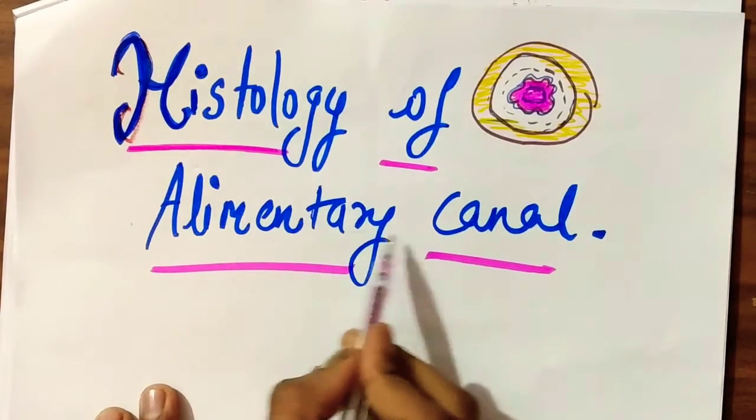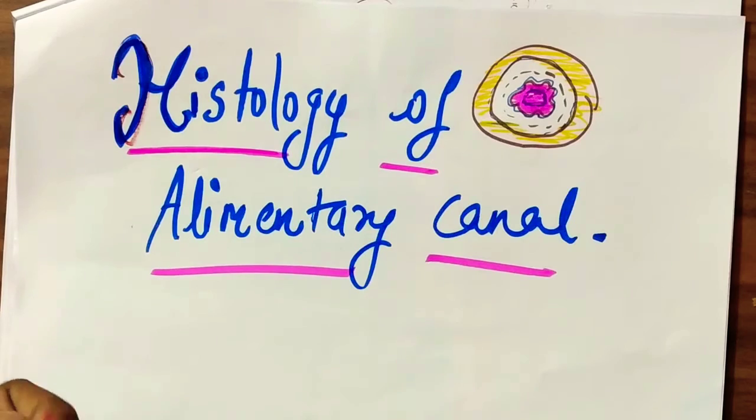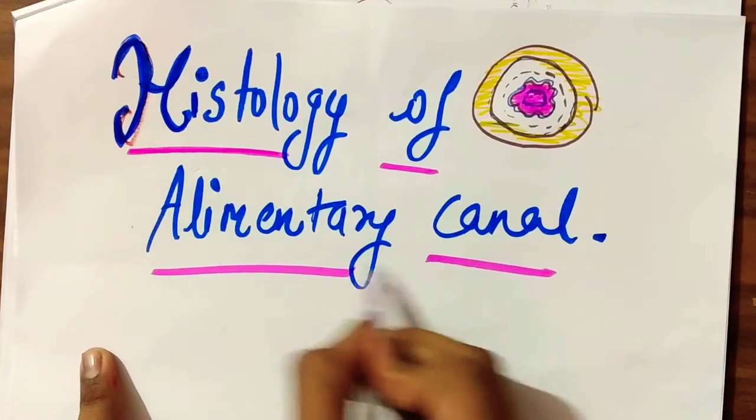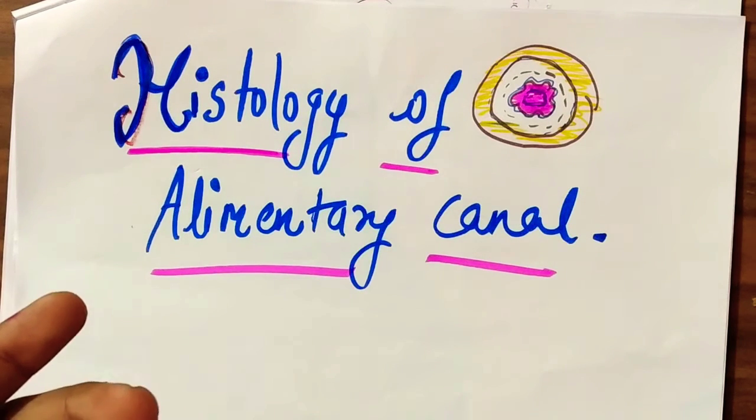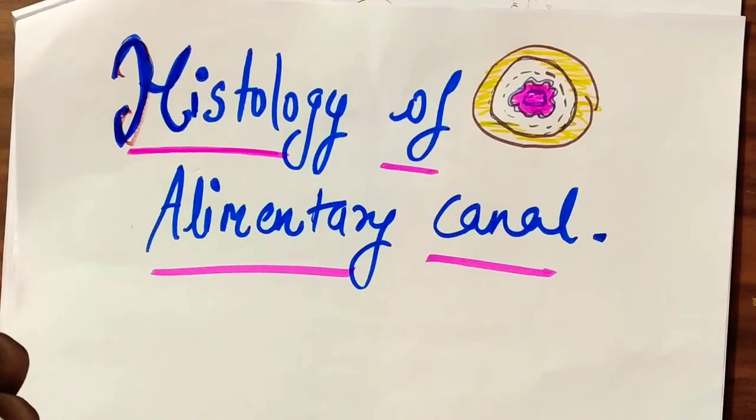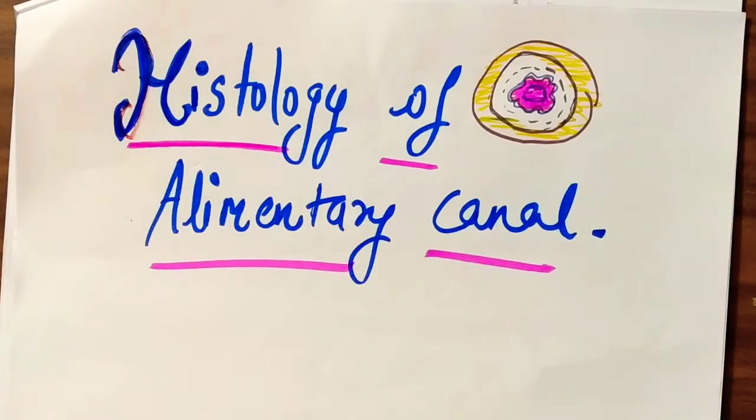Today we are going to see a very interesting topic of human physiology, which is histology of alimentary canal. So first of all, what is alimentary canal? Alimentary canal is where the digestion takes place. From the mouth, from the buccal cavity to the rectum, where all the digestion of our food takes place, is called the alimentary canal.